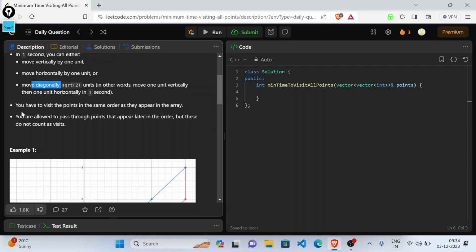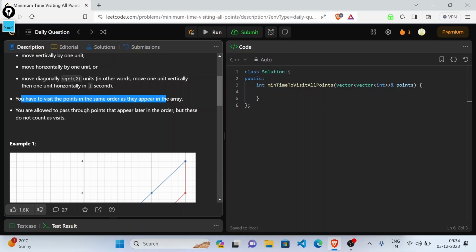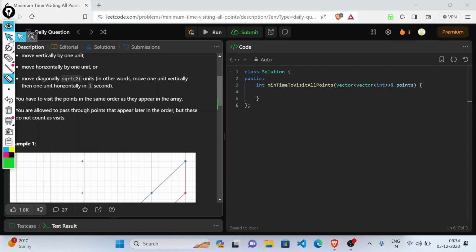Okay. You have to visit the points in the same order as they appear in the array. So we need to visit the points in the same order in which we are given. We cannot change the order of visiting the points. You are allowed to pass through points that appear later in the order, but these do not count as visits. So let's see what this statement is saying.